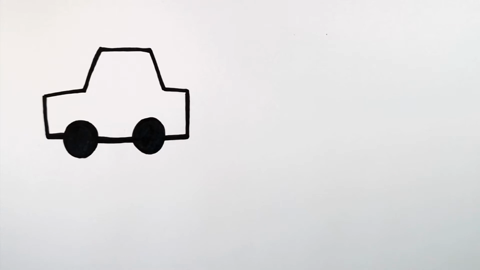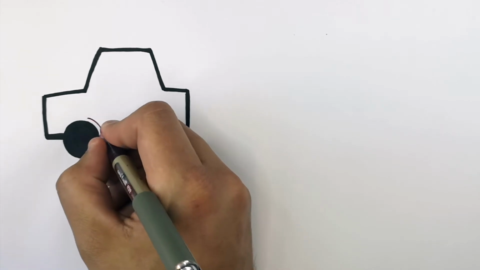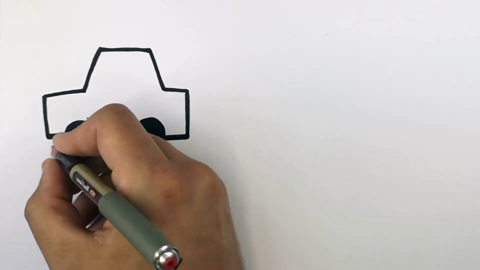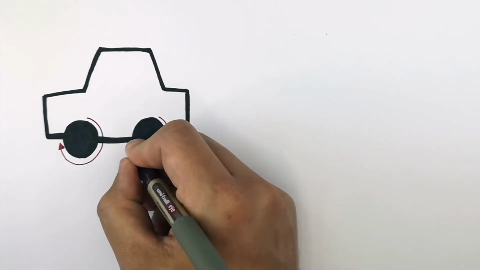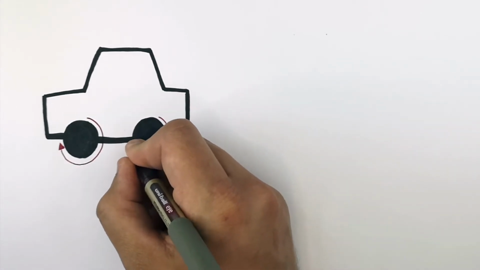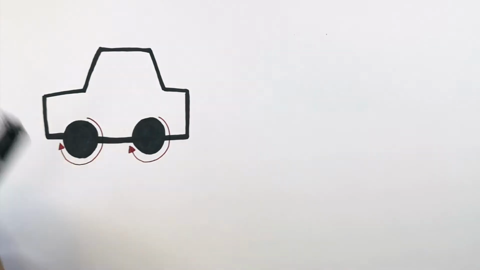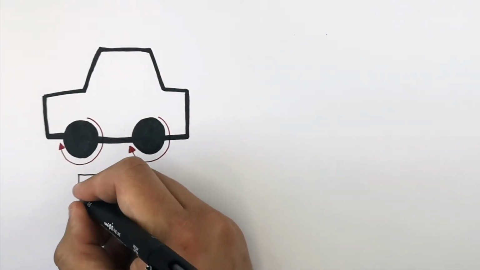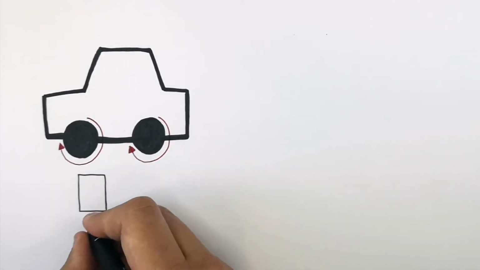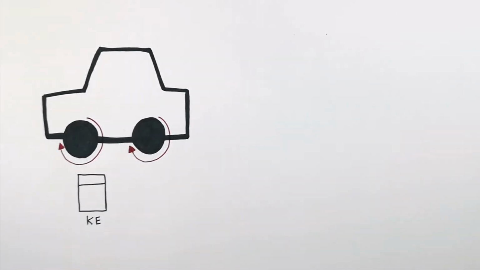This car is currently stationary, so it has no energy in its kinetic energy store. When it starts moving, it's going to have an energy transfer from the chemical energy store in the petrol, which is the fuel in the engine, and that's going to be transferred to the kinetic energy store of the wheels. So when the wheels start turning, the car will move. This is because there is going to be kinetic energy stored in the wheels of the car. The kinetic energy store in the wheels will increase.